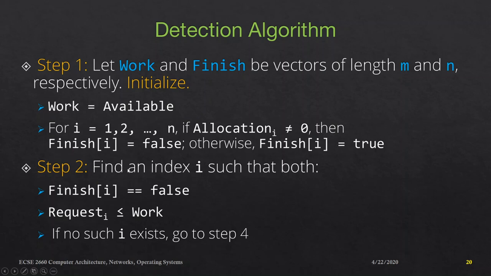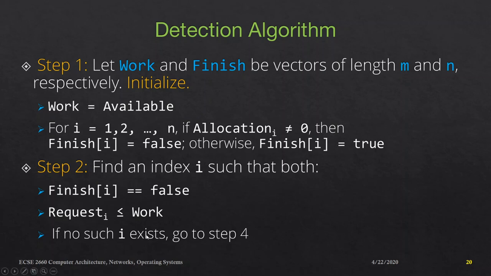Step 2 is find an index I, or find a process, such that finish of I equals false. That means that the process is currently holding some resources and has not finished. That has to be true. Then whatever resource instances it is requesting has to be less than whatever is available. So if we are able to work on that process, then we are trying to find that particular index I. There could be multiple options at any given time. We are trying to find one of them.